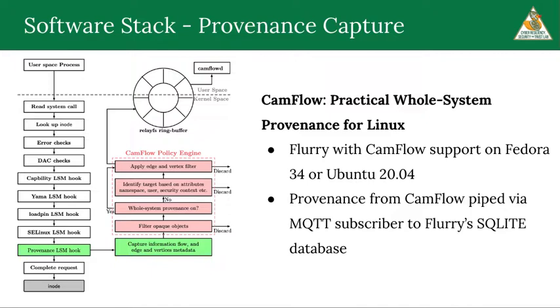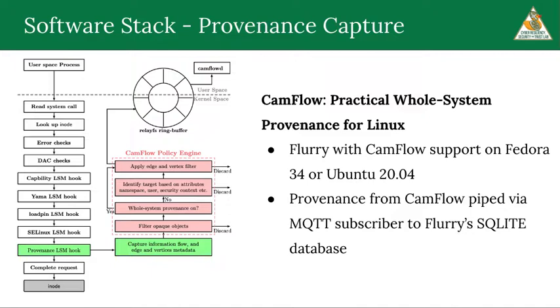So when CAMFlow captures provenance, it's a Linux security module which uses hooks to capture provenance from security accesses. Then it conveys that information from the kernel space to user space through a ring buffer, and that user space process picks that up and converts it to a JSON W3C PROV format. There are other formats supported, but W3C PROV is the one that we're using in Flurry.